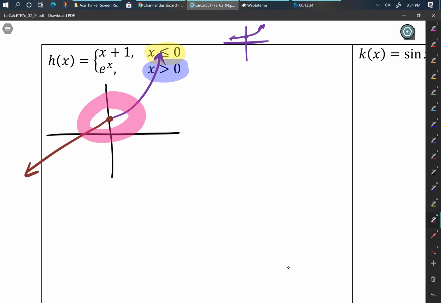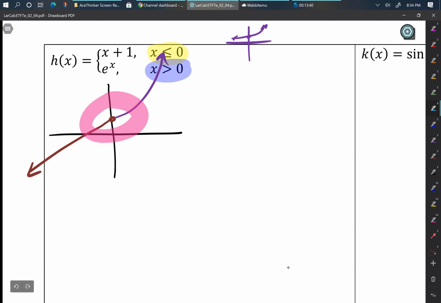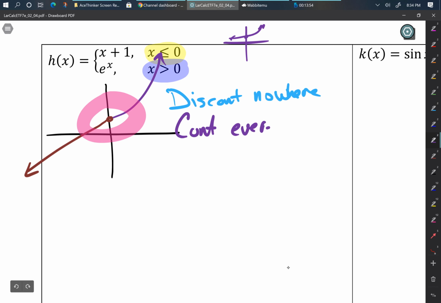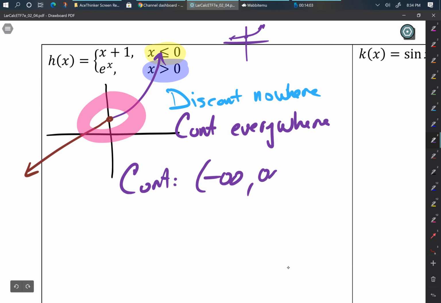So where is this thing going to be continuous? Well, again, I don't look for continuity. I say, where is it discontinuous? And if, here comes the double negative, if it's discontinuous nowhere, then it is continuous everywhere. And so we would say that this thing is continuous on the interval -infinity to infinity.